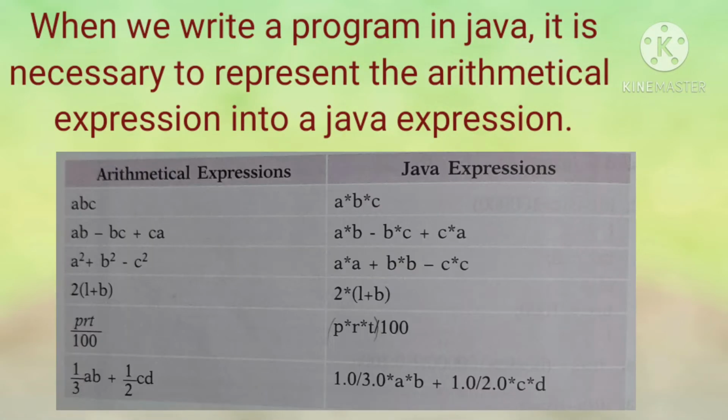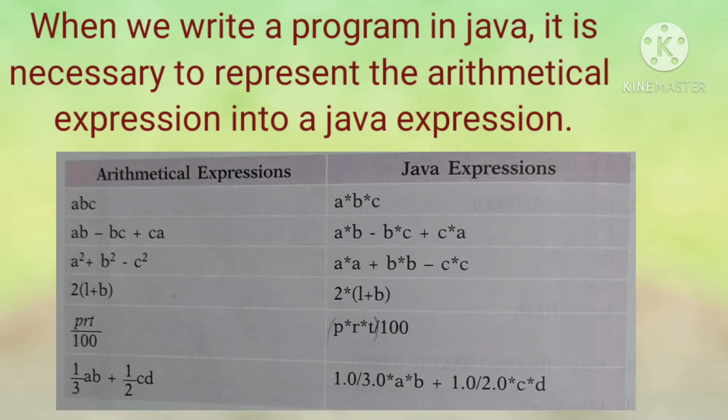When we write a program in Java, it is necessary to represent the arithmetical expression as a Java expression. Like in an arithmetical expression, we write abc. It means a into b into c, which in a Java expression we have to write a asterisk b asterisk c. ab minus bc plus ca, that is a asterisk b minus b asterisk c plus c asterisk a. a squared plus b squared minus c squared, so a asterisk a plus b asterisk b minus c asterisk c.